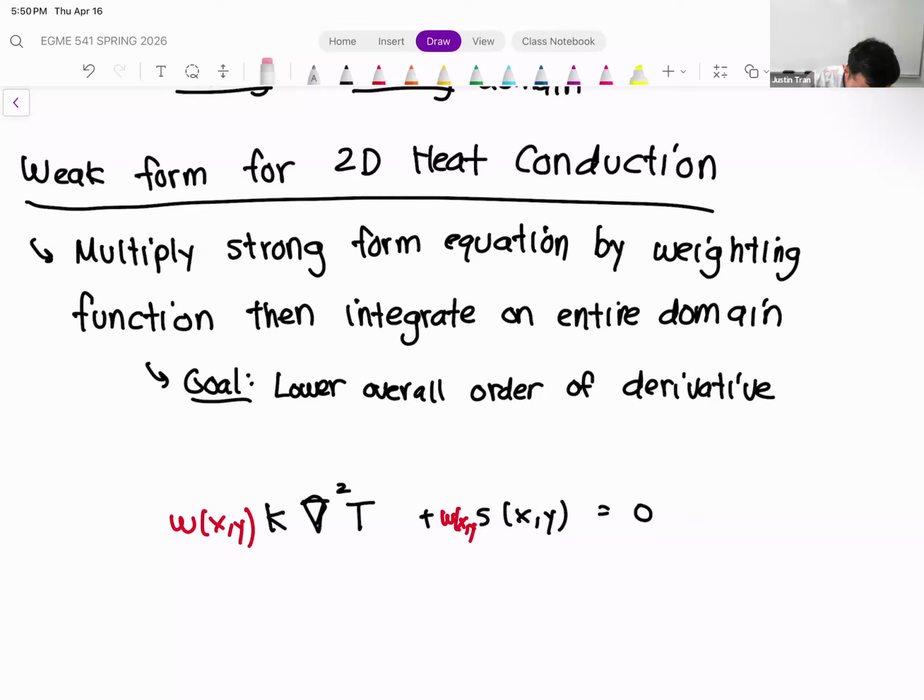Should have given myself a bit more space there. And then we're going to integrate this on our entire domain. But since we're in 2D, to integrate across a two-dimensional domain, we need a double integral.